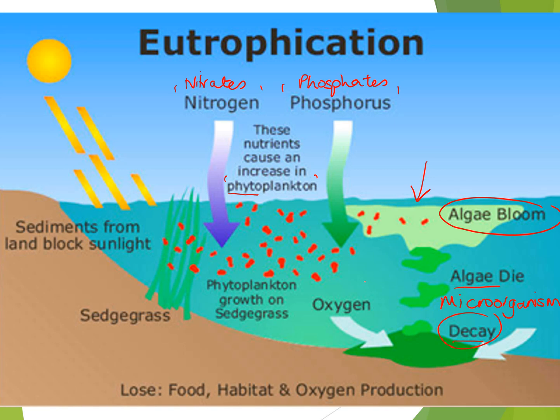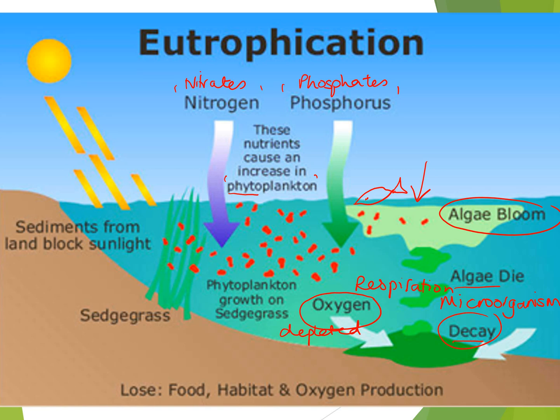The microorganisms carry out respiration and use up the oxygen in decay. As a result, the oxygen level starts to get depleted. And because the oxygen level gets depleted, we say that the river starts to die. Because the river dies, we get lots of dead fish floating on the surface. So fish are not supposed to be on the surface.